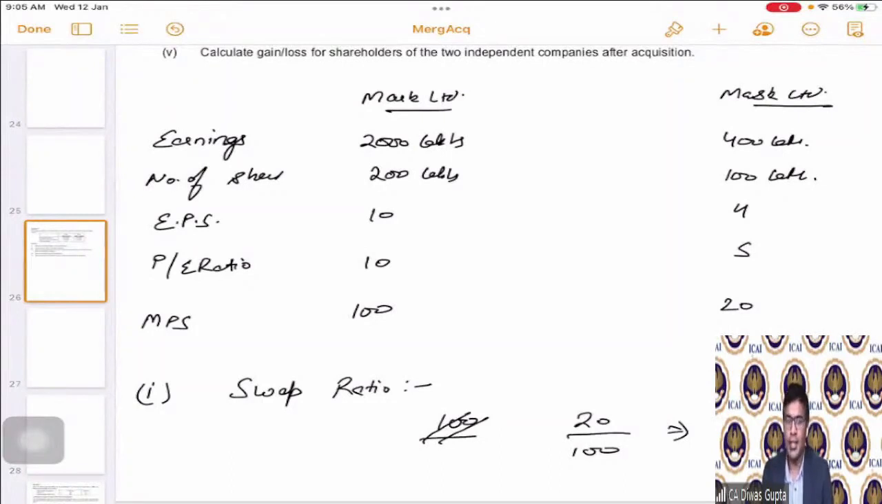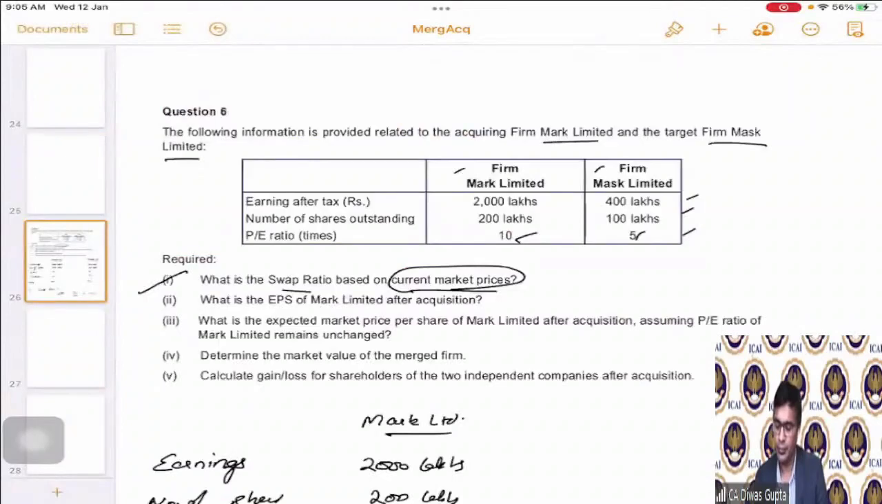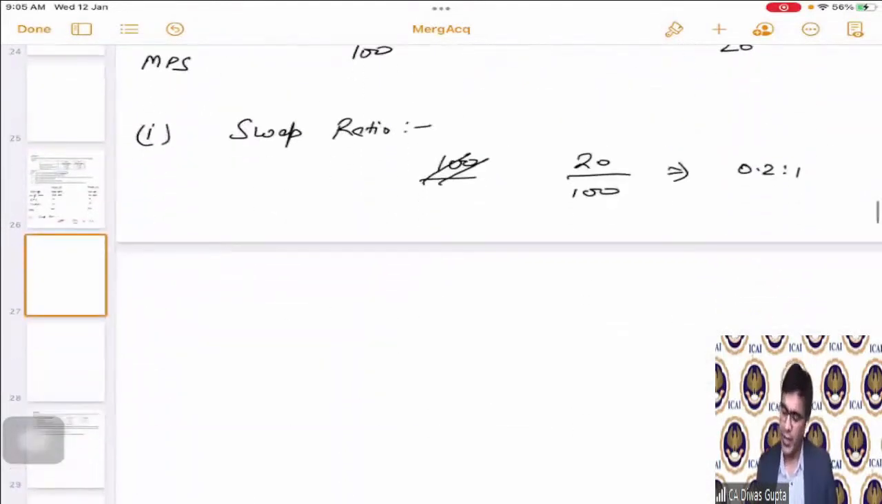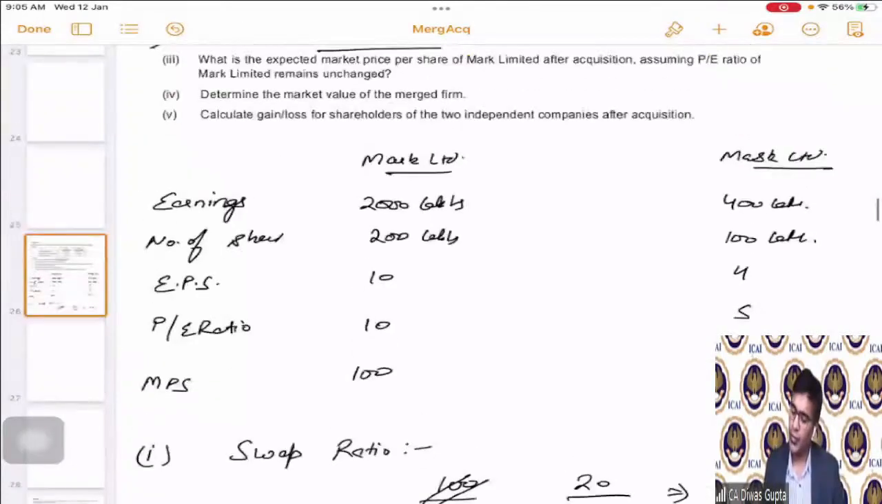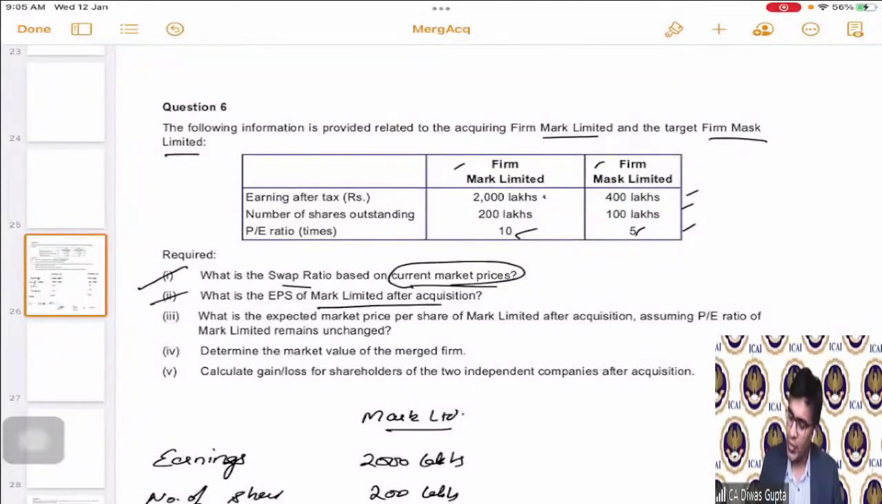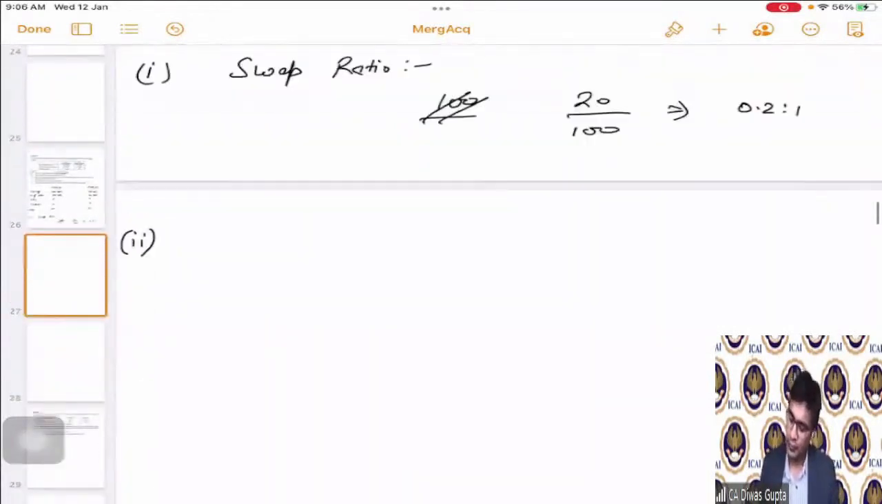Okay, students, so this was very easy to calculate. Let's go to the second part. What is the EPS of Mark Limited after acquisition? So they are asking us to calculate after acquisition, what is the EPS? So first of all, do we have the earnings for both of them? Yes. 2,000 lakhs and 400 lakhs, correct?